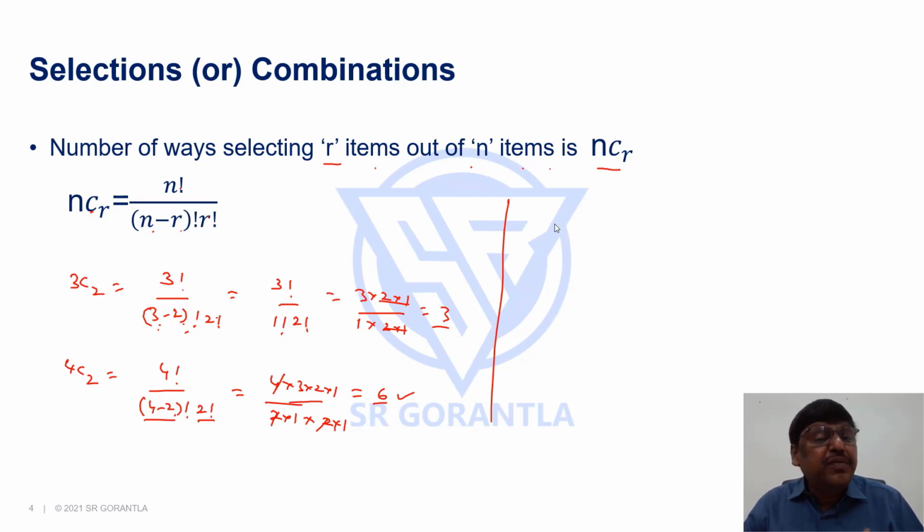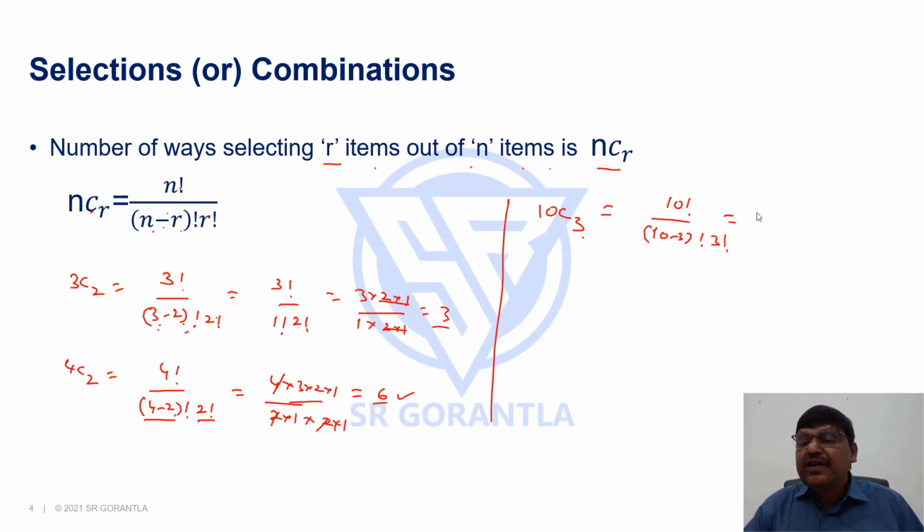If I want to select 3 people out of 10, I say 10C3. So for 10C3, obviously we have to use the formula. We can't write all the list there. If I apply this formula to 10C3, selecting 3 persons out of 10, it will be 10 factorial by (10 minus 3) factorial into 3 factorial.